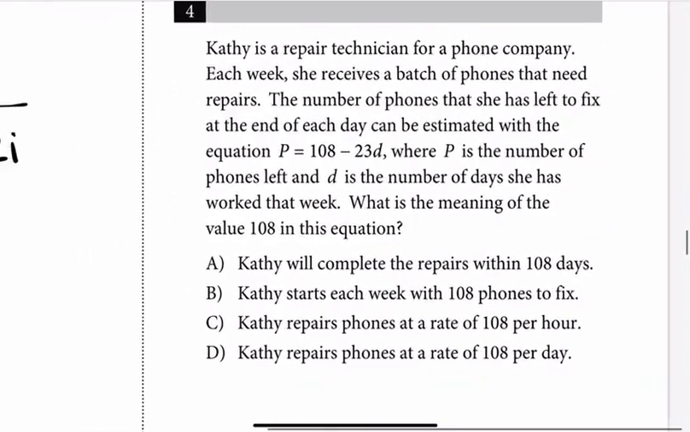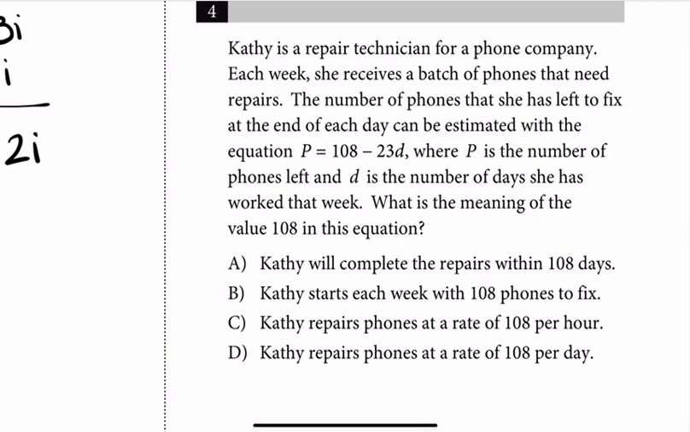Kathy is a repair technician for a phone company. Each week she receives a batch of phones that need repairs. The number of phones that she has left to fix at the end of each day can be estimated with the equation P equals, okay, this is our equation, where P is the number of phones left and D is the number of days she has worked that week. What is the meaning of the value 108 in this equation? So automatically, I know that 108 is the y-intercept. So this is a y-intercept question. Basically, what they want me to answer is what that y-intercept really represents.